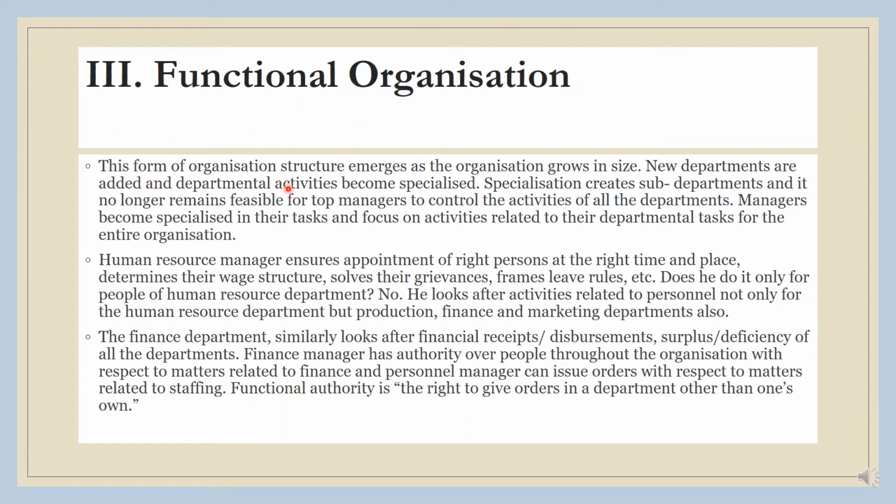In this form of organization structure, it emerges as the organizations grow in size. New departments are added and departmental activities become specialized. Specialization creates sub-departments, and it no longer remains feasible for top managers to control the activities of all the departments, unlike the line function. Managers become specialized in their tasks and focus on activities related to their departmental tasks for the entire organization.